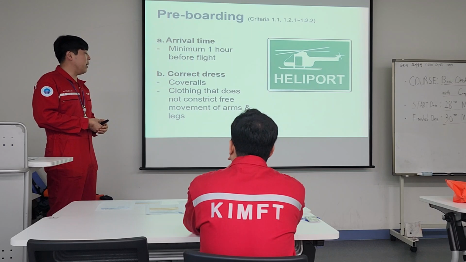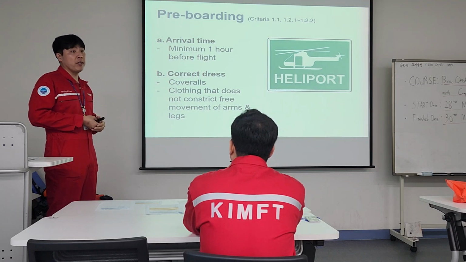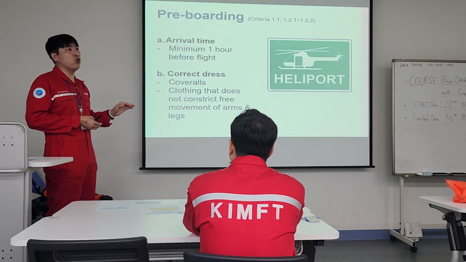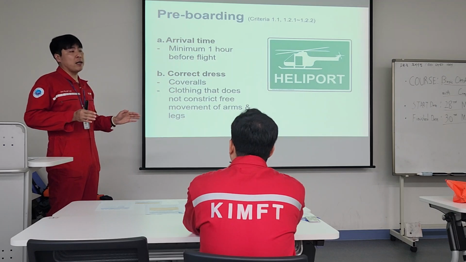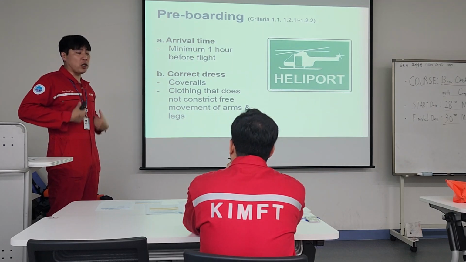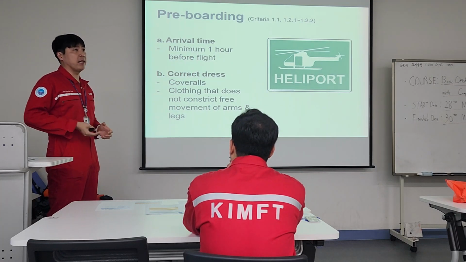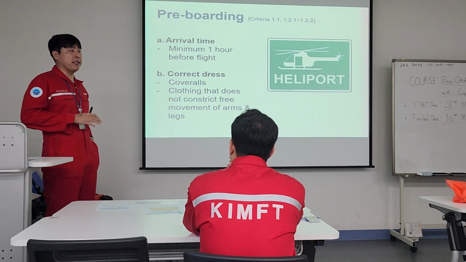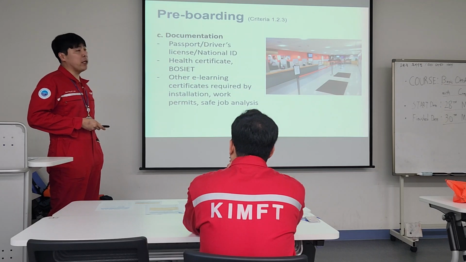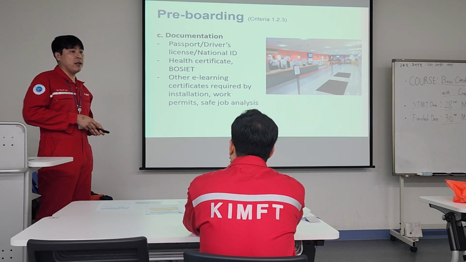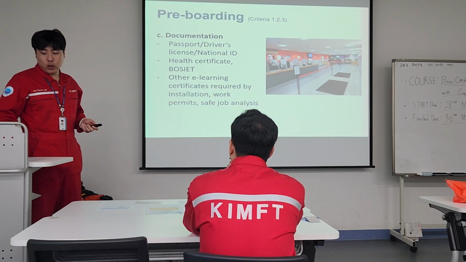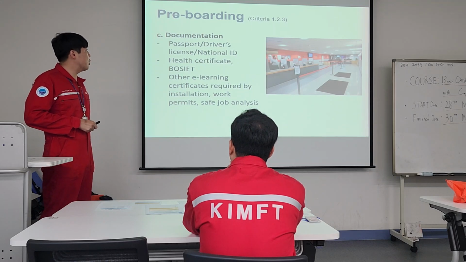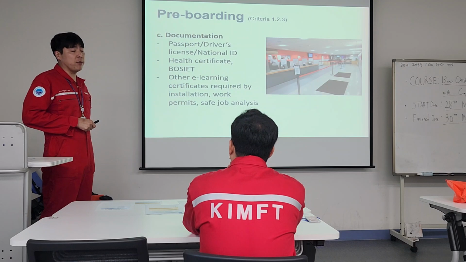And then they're going to give you the safety equipment. That will be a little bit different depending on the company, but usually that will be the EBS or aviation jacket and hood, etc. If they give you that kind of equipment, you have to wear it properly. And for documentation, you have to show your ID card. They're going to check your ID card or passport, and they also check your health certification and BOSIET certification.